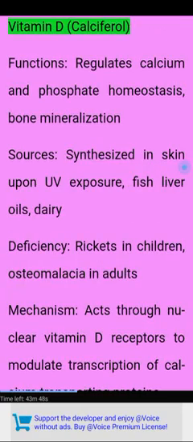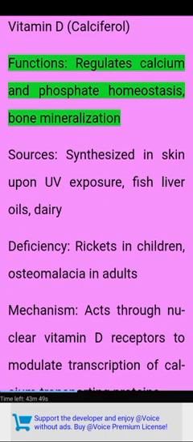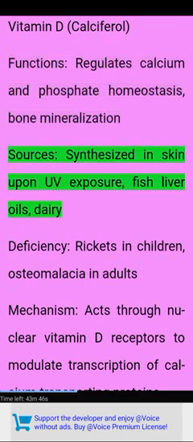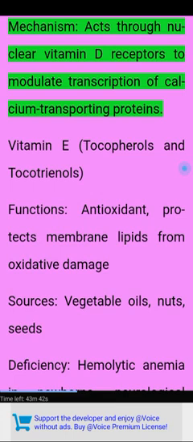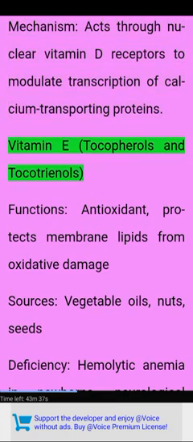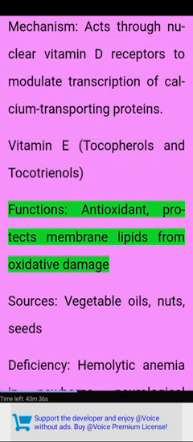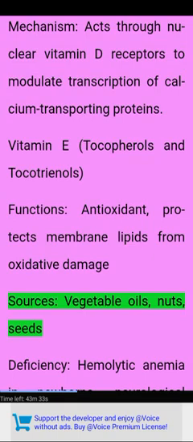Vitamin D, calciferol. Functions: regulates calcium and phosphate homeostasis, bone mineralization. Sources: synthesized in skin upon UV exposure, fish liver oils, dairy. Deficiency: rickets in children, osteomalacia in adults. Mechanism: acts through nuclear vitamin D receptors to modulate transcription of calcium-transporting proteins. Vitamin E: tocopherols and tocotrienols. Functions: antioxidant, protects membrane lipids from oxidative damage. Sources: vegetable oils, nuts, seeds.